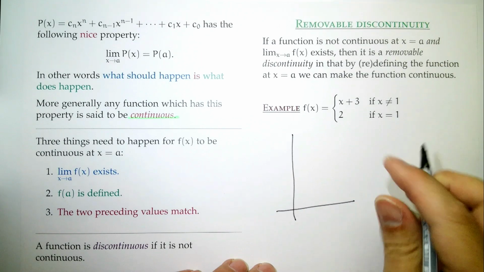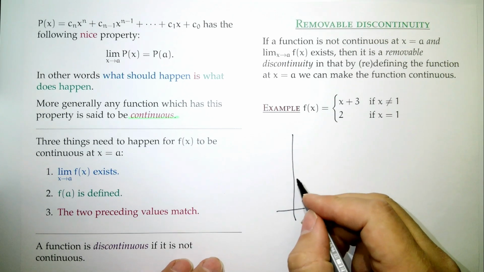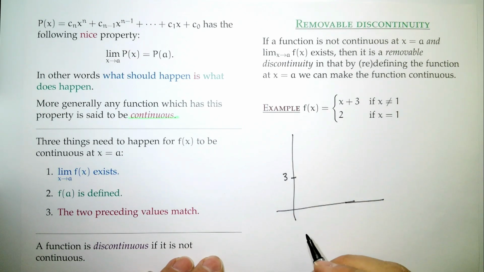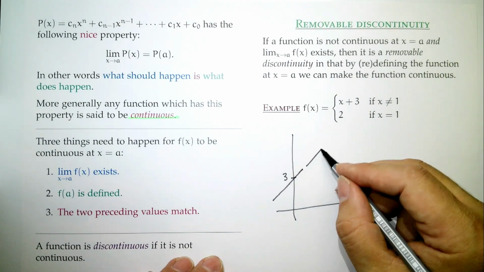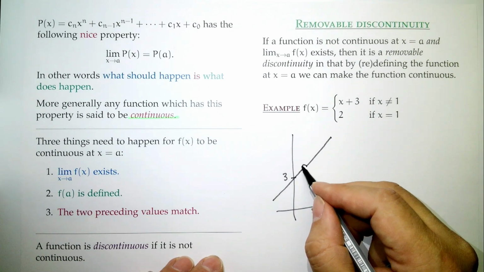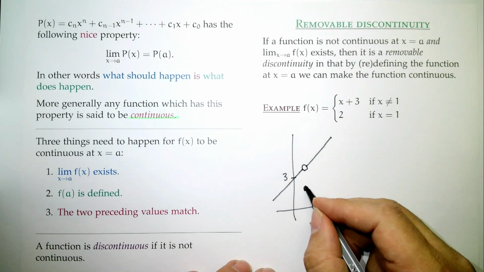I have this function, f of x, which is x plus 3 if x does not equal 1, and it's equal to 2 if x does equal 1. This is a pretty simple function, because x plus 3, that's a line. And it's a line we can mark. The y-intercept is at 3, slope of 1. And the only catch is, that's if x is not 1. So at 1, there's something different. So I'm going to put a little circle here, indicating that that's not what happens at 1. At 1, what happens is we get a value called 2, which is down here.